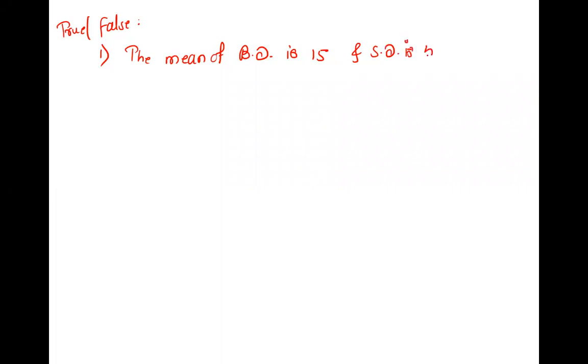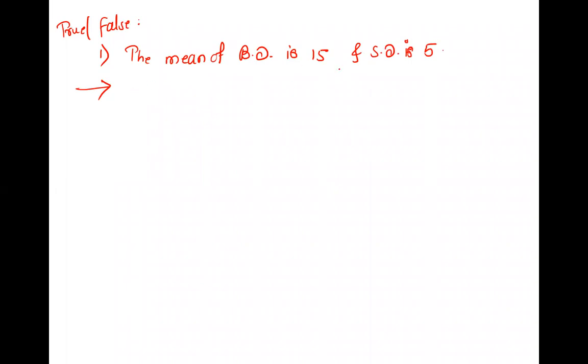Next question can be true or false. Such questions can be there. The question is, the mean of a binomial distribution is 15 and standard deviation is 5. Is this statement true or false? False. How can you say that? Variance can never be greater than mean. Do you remember the statement? I have given it in notes. Variance can never be greater than mean.